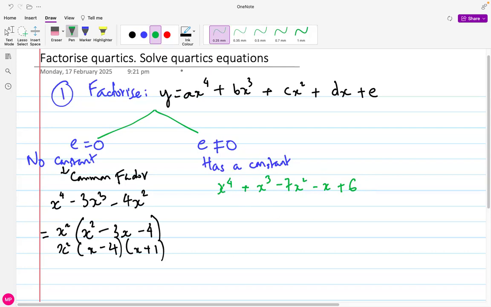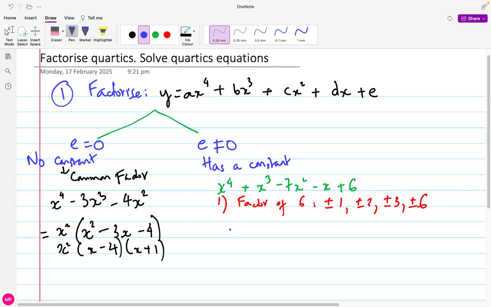So how do I factorize this? Your first step is you're going to find the factors of 6 first. The factors of 6 will be plus minus 1, plus minus 2, plus minus 3, and plus minus 6. So you're going to do a bit of trial and error here. You're going to substitute the x value in and see which one will end up equal to 0.